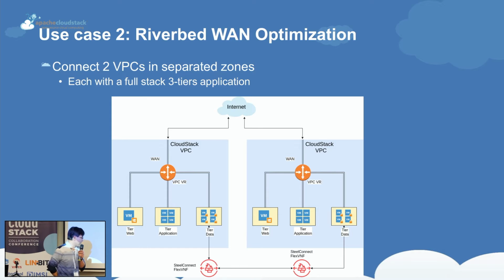If we use the Riverbed optimizer, we can create a virtual machine from the Flex VPN image and put one on both sides. We can create a tunnel between these two images, and the transfer between these two VPCs can be optimized and accelerated. Yeah, this is a VPC appliance.